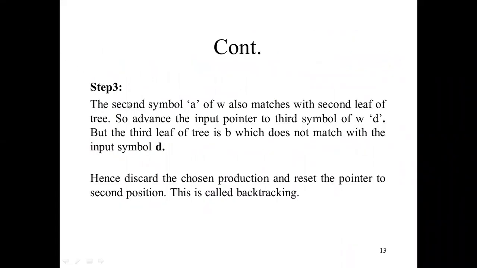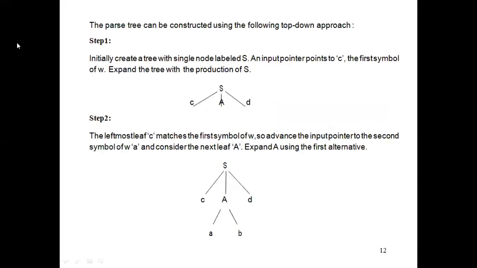Now step 3. The second symbol A of W also matches the second leaf of the tree. So advance the input pointer to the third symbol of W, D. But the third leaf of the tree is B, which does not match the input symbol D. Hence discard the chosen production. Why are we discarding this match? Because our option is AB, and we are dividing A into AB. You can see here.